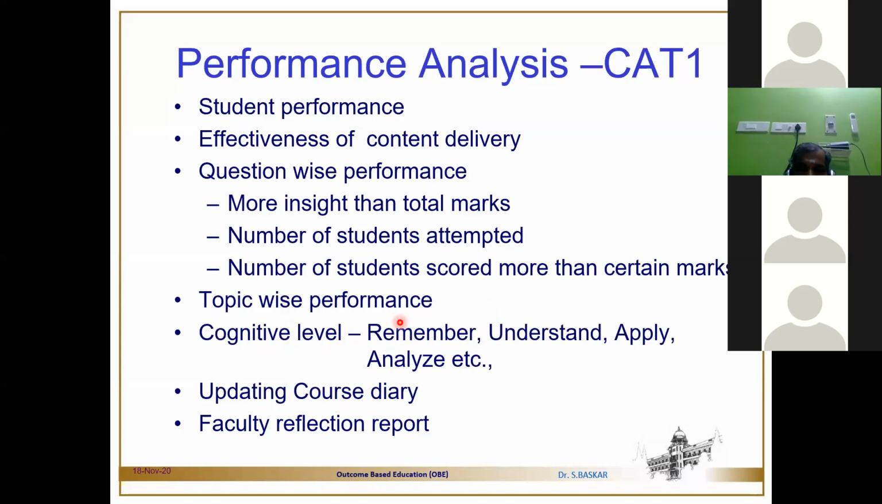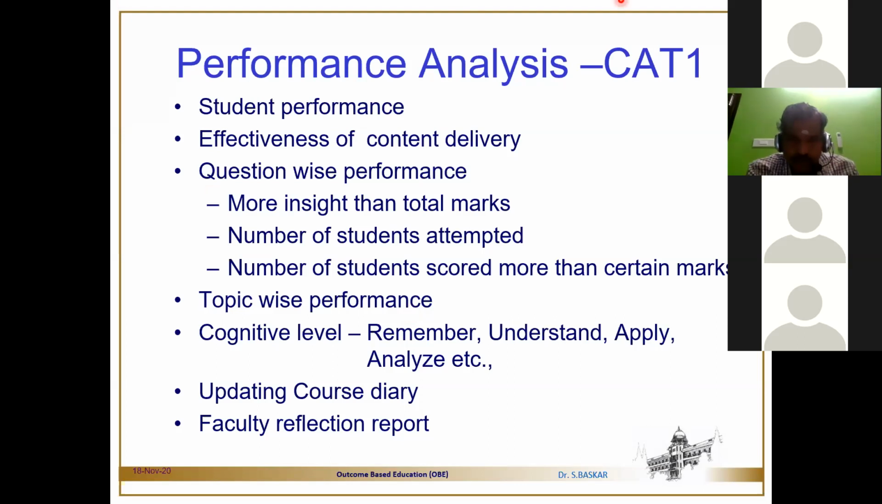In our college, part A is always a remember question, part B is always an understand question, and part C is always apply and above. That is a criterion. In our institution, we follow a very good approach where the question category is based on the knowledge levels. Always part A is the remember level, part B is the understand level, and part C and above is apply and above. Therefore, we can analyze among part A, what is the performance of the students.